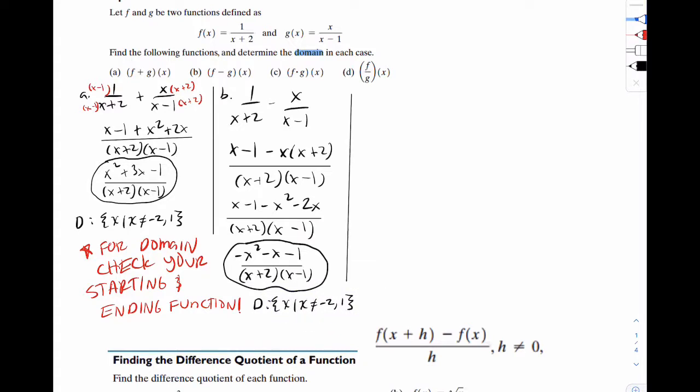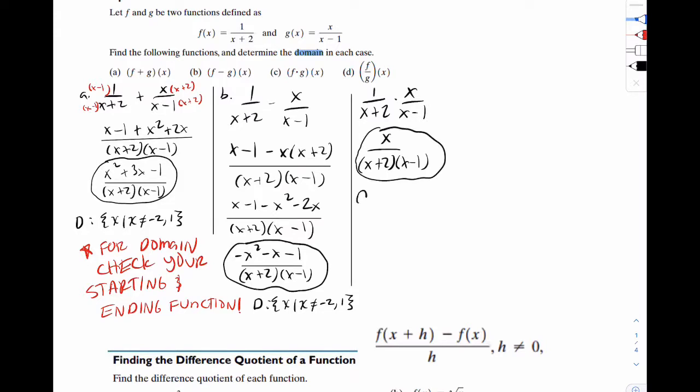Now for the next problem, times. So all we're going to do is multiply them. So this is actually an easy one. 1 over x plus 2 times x over x minus 1. That's just x over x plus 2, x minus 1. That's a great one. For domain, notice how, again, the restrictions haven't really changed. So we'll just paste what we did earlier.